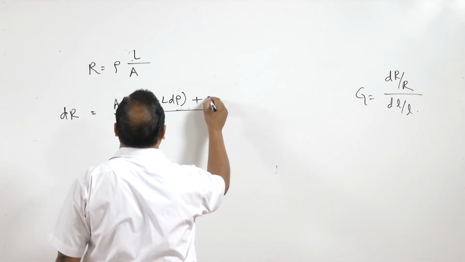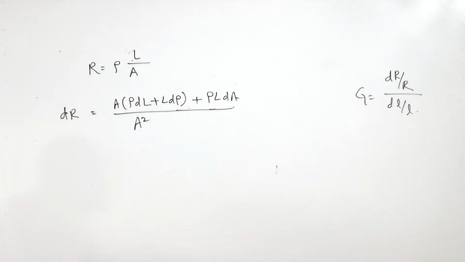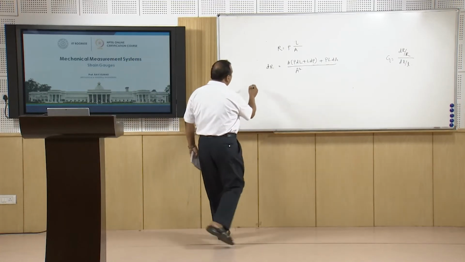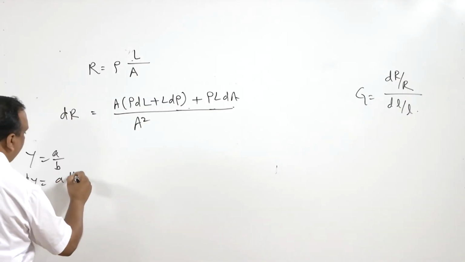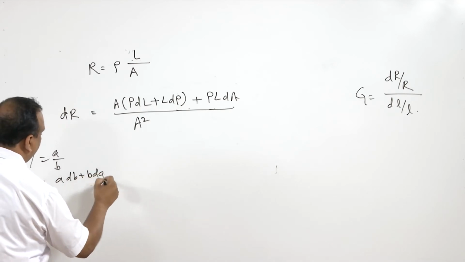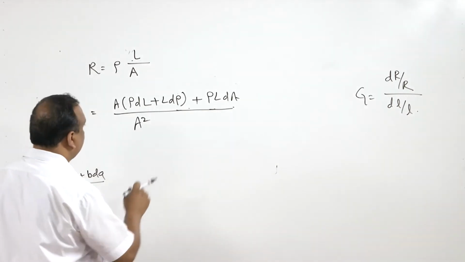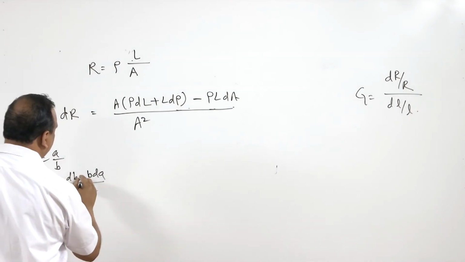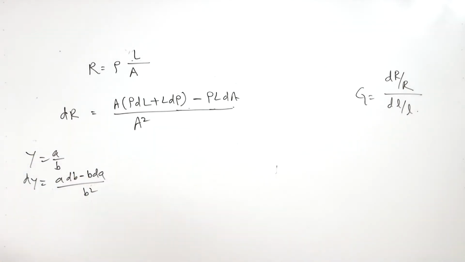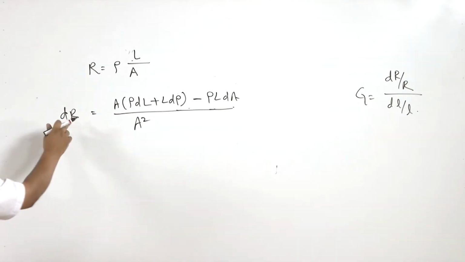plus rho L dA, right? This is simple. If y is equal to A by B, then dy is equal to (A dB plus B dA) divided by B square. This is minus, okay, this is minus, right? So now dR we can take from here.